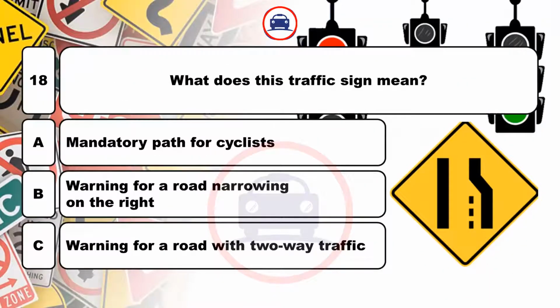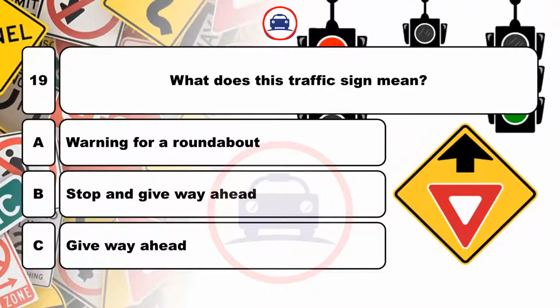What does this traffic sign mean? A. Mandatory path for cyclists. B. Warning for a road narrowing on the right. C. Warning for a road with two-way traffic. Correct answer B. Warning for a road narrowing on the right.